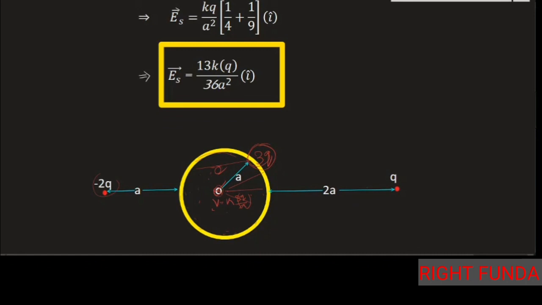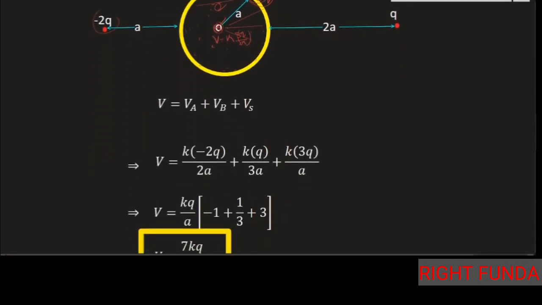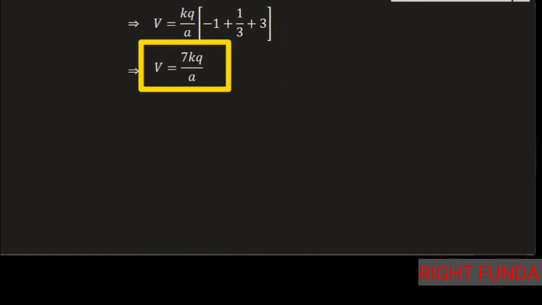So there were two questions asked. We calculated the electric field due to the charge on the surface of the sphere at the center, which will be 13 kq by 36 a square in the I cap right side direction, and the net potential at the center will be equal to 7 kq by A. We solved the problem.